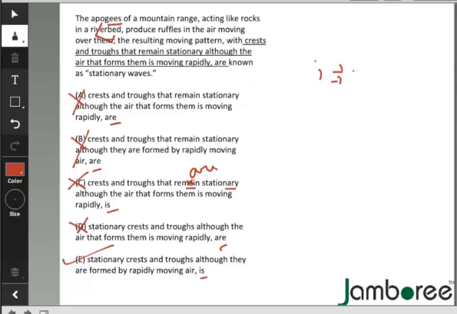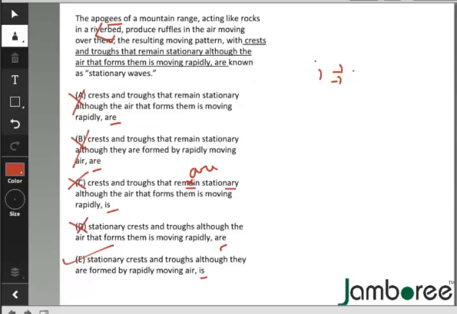So this remain and stationary redundancy, by the way, is very commonly tested on the GMAT. And there are some lesser known redundancies that we probably use in our day-to-day language, but it's wrong. Things like expert authority, as in, oh, he's an expert authority on the project or on the subject. Now expert and authority are redundant. So there are some higher level redundancies that the GMAT tests that we use in our day-to-day language.